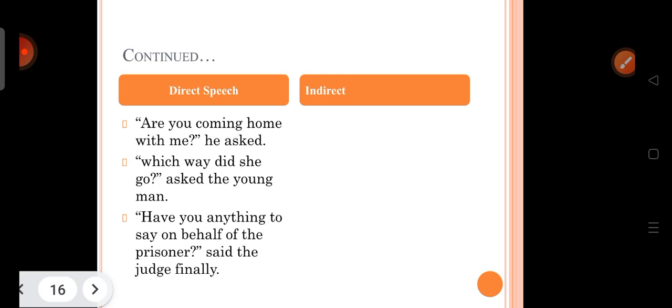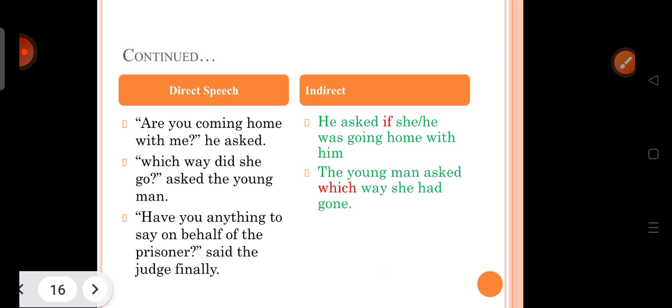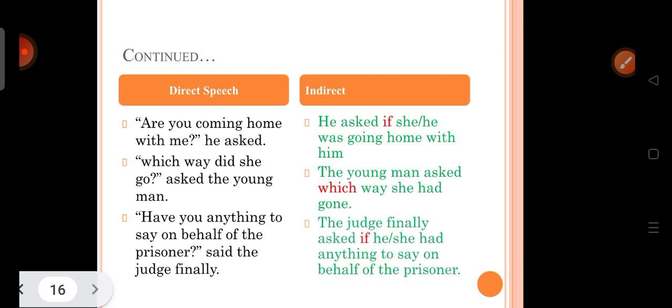So some more questions finally. "Are you coming home with me?" he asked. How do you change it? He asked if she was going home with him. Okay. "Which way did she go?" asked the young man. The young man asked which way she had gone. Finally, "Have you anything to say on behalf of the prisoner?" said the judge. The judge finally asked if she had anything to say on behalf of the prisoner.